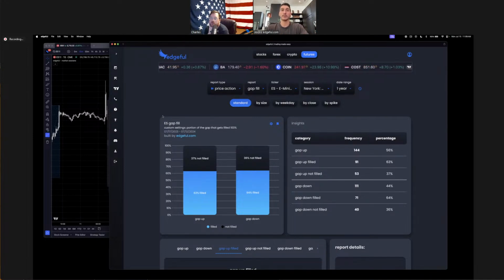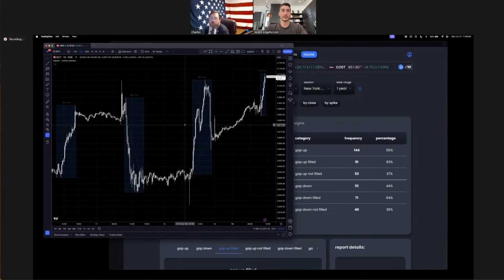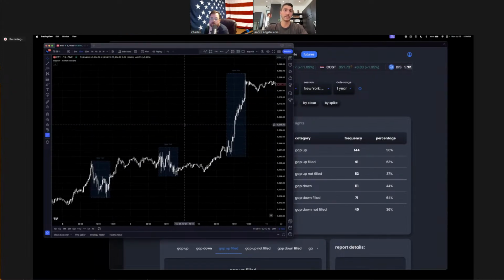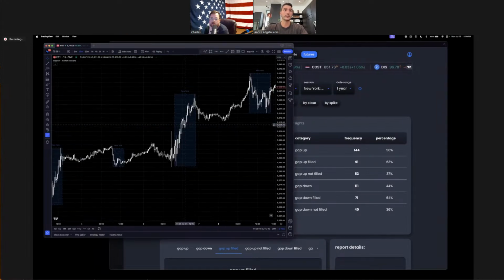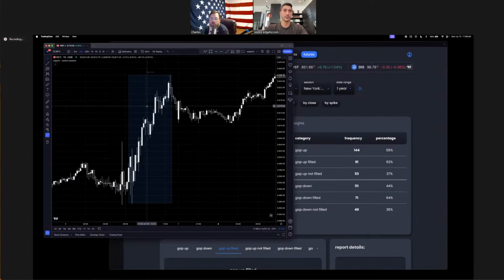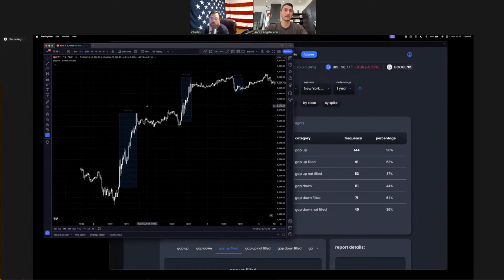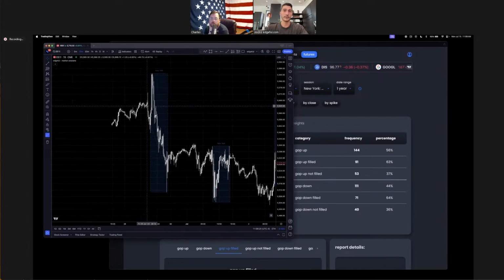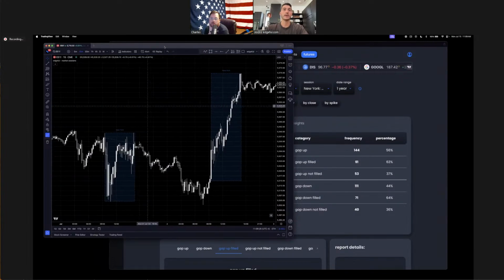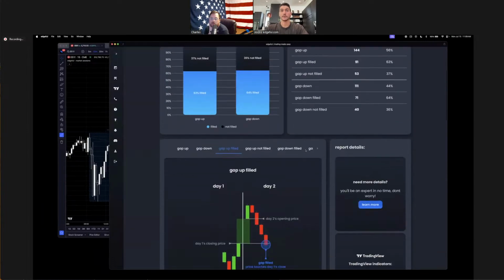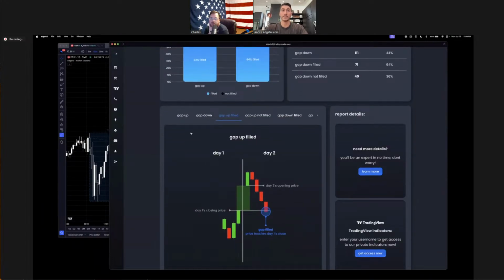And let me go into what this is measuring. So let me find a good example here. I know that here's a good one. Okay. So a gap fill, for those of you who don't know, a gap is when price today opens higher or lower than the previous day's close. So what you want to look at, previous day's close, are we opening above or below?